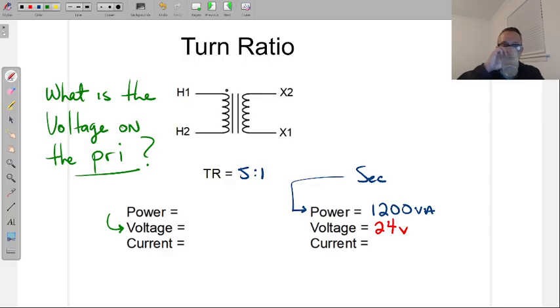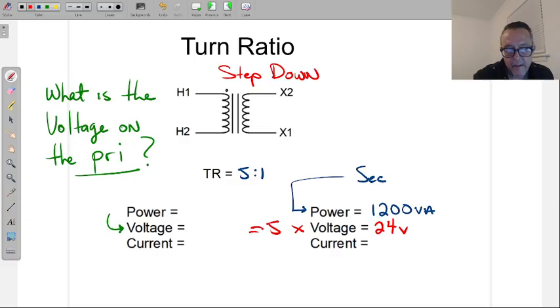Do you divide 24 volts by 5? Right, so now that's the question we have to ask ourselves. Because this is a step down, what is the voltage going to look like on the primary side? Is it going to be bigger or is it going to be smaller? The primary one is bigger. Bigger, right? So when we're going up, in this case, we would multiply exactly by 5, which would then equal the voltage on this side.